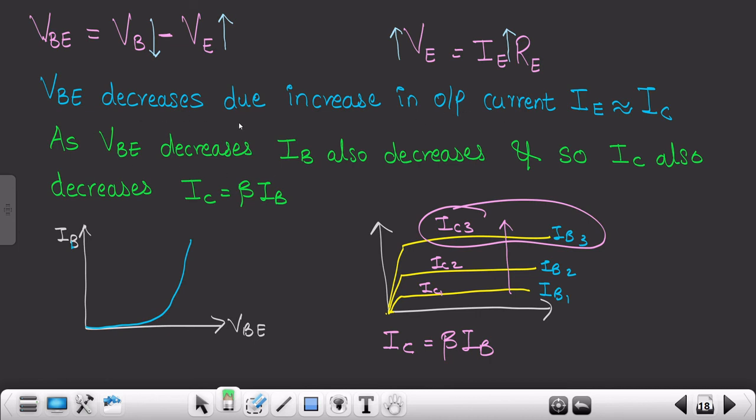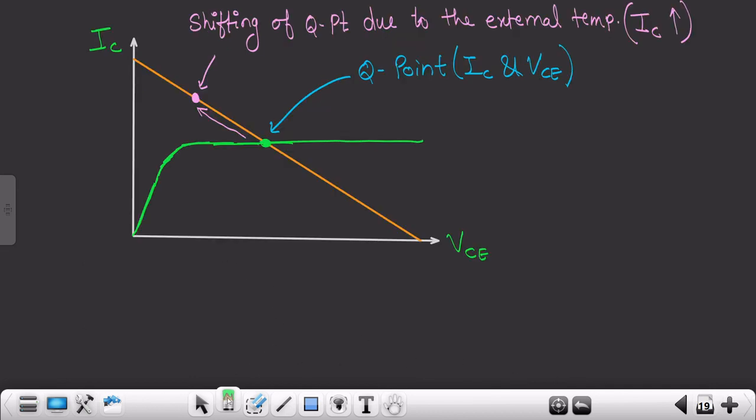And as the VB decreases, your IB also decreases, and this is the relationship between the VB and IB, which we had seen in the input characteristic of BJT. Okay, and now I hope you are able to understand this particular thing. And as VB decreases, your Q point again shifts over here. So again your Q point comes from here to here, right?